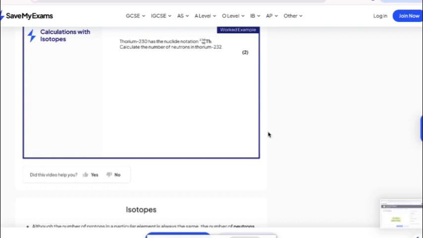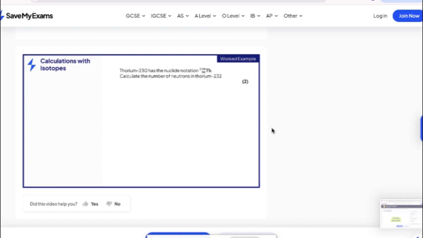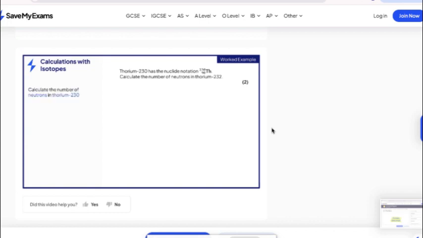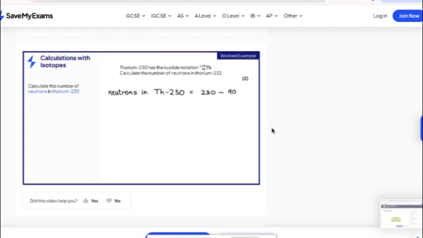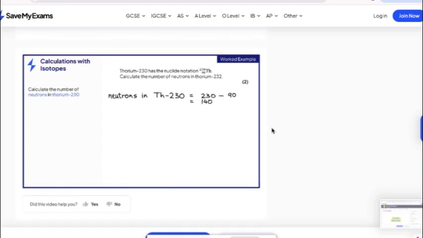Exam questions on isotopes come in a wide variety. Here's one example. Thorium-230 has the nuclide notation 230-90Th. Calculate the number of neutrons in thorium-232 for 2 marks. First, let's calculate the number of neutrons in thorium-230. The number of neutrons is the difference between the nucleon number and the proton number. This is 140. Identifying this is the first mark.